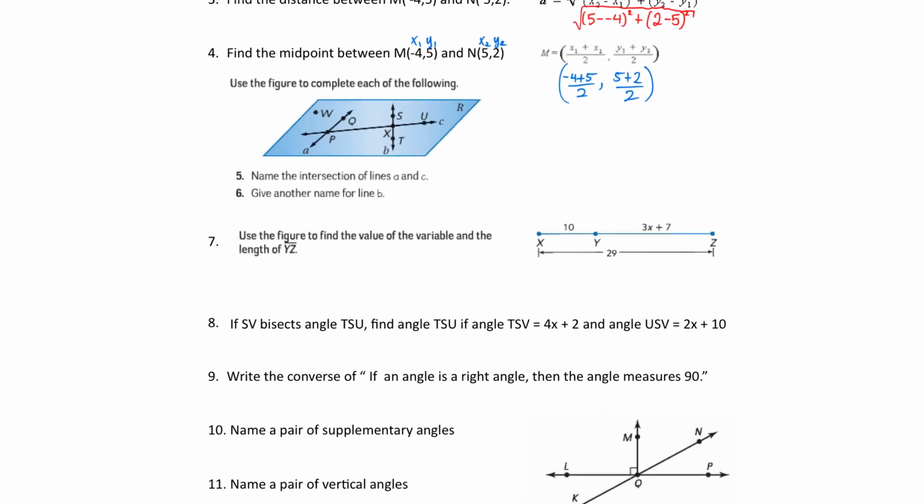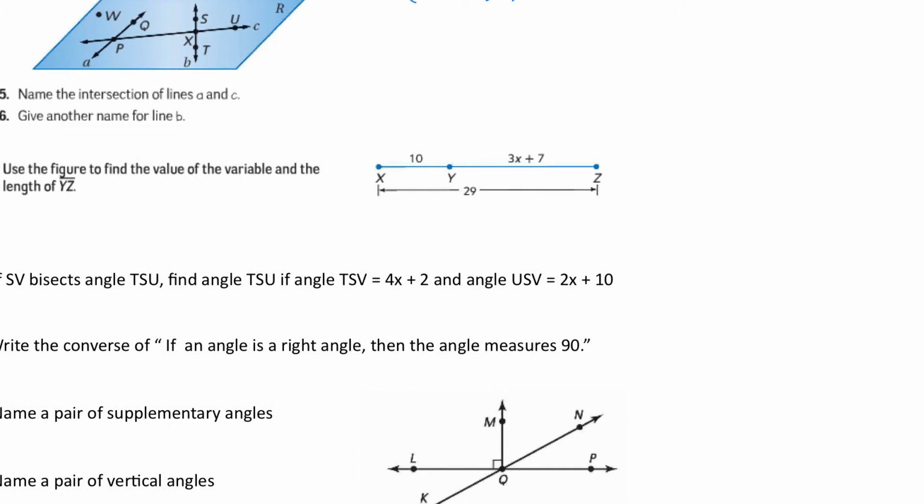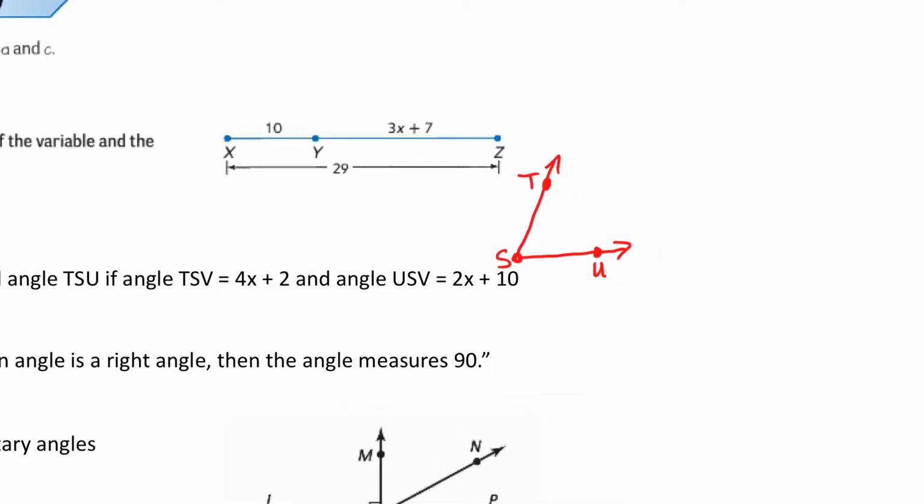Okay, dropping down to number 8. So on this one it says if SV bisects angle TSU. So let's draw an angle here real quick. So we've got angle TSU. And it says that SV bisects that angle.